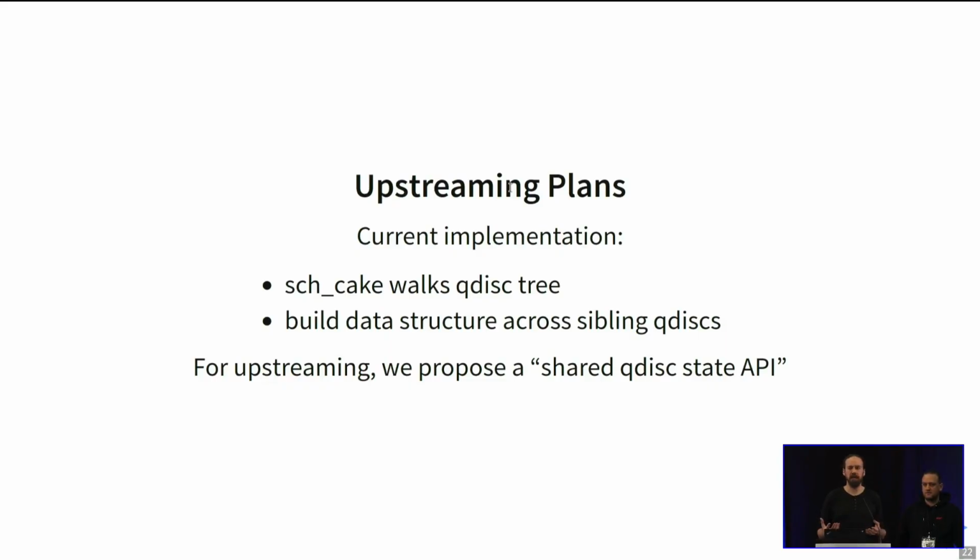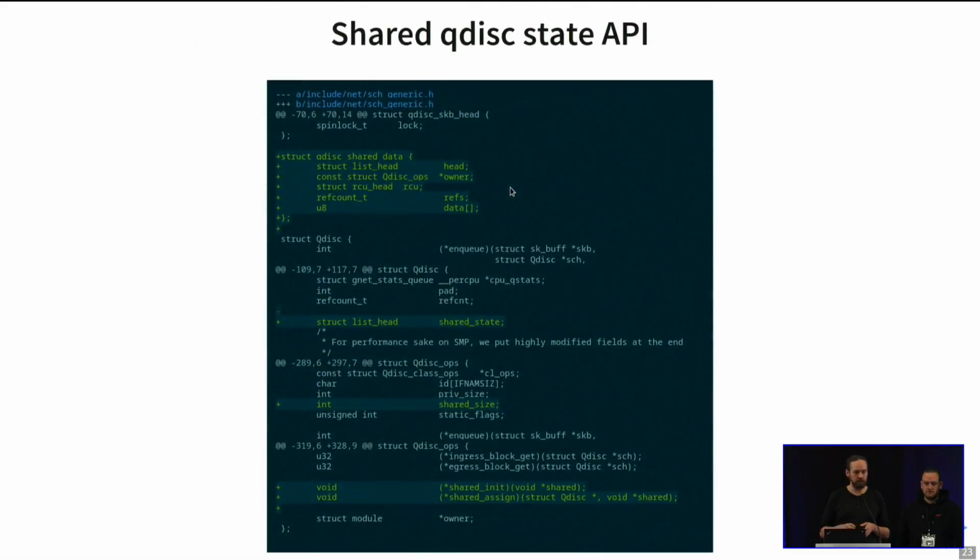So we're proposing a more general API where we have a separation of concerns between the MQ QDisk, which is what installs multiple QDisks, and then shared cake, which runs in this sibling mode. Basically, it's an API where a parent root QDisk can allocate shared state that can then be shared between siblings. And it's more or less short enough to fit on a couple of slides. So I just took the bits of the patch and put it here.